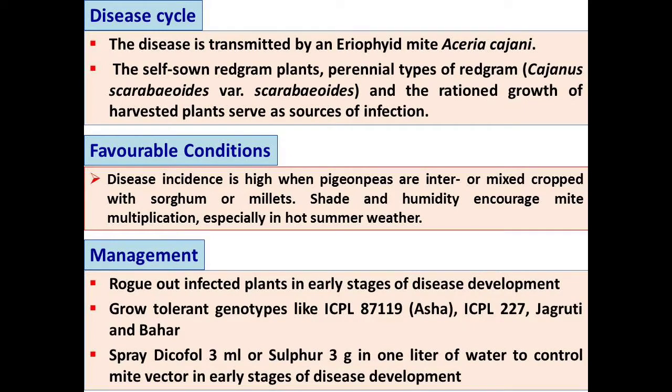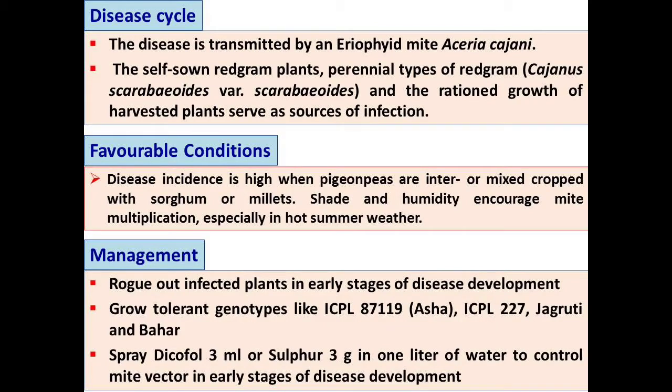For management of this pigeon pea sterility mosaic, we have to control only the vector, that is the eriophyid mite, Aceria cajani. For that, we can use the spraying method. In spraying, Dicofol 3 ml or a sulfur-containing fungicide at 3 gram in 1 liter of water is very effective for controlling the mite vector, and it should be done in the early stages of disease development. Similarly, we have to root out the infected plants so that we can avoid the primary source of infection.